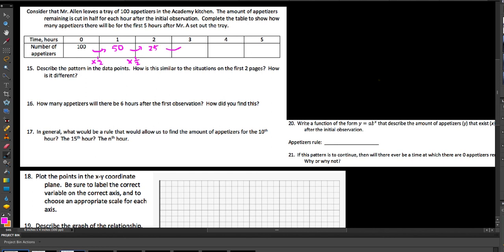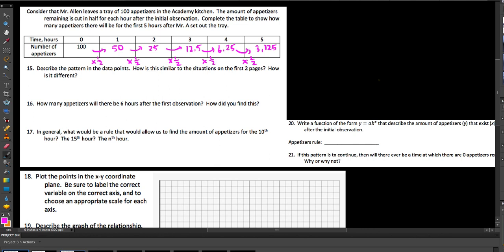And then something really weird starts to happen. And I like this about these. Remember that these are just models and kind of predict what would happen. Well, you know what is going to happen next. If I take half of 25, I'm going to get 12 and a half appetizers, which is not normally the case. But then again, we're just modeling this. If I cut that in half, I get 6.25. And if I cut that in half, I get 3.125.